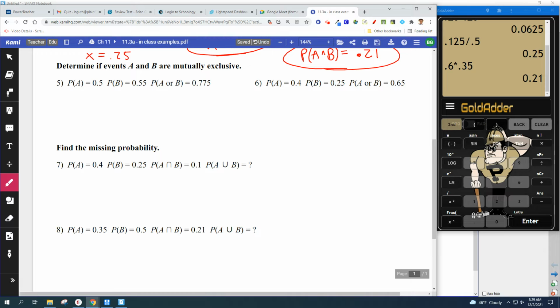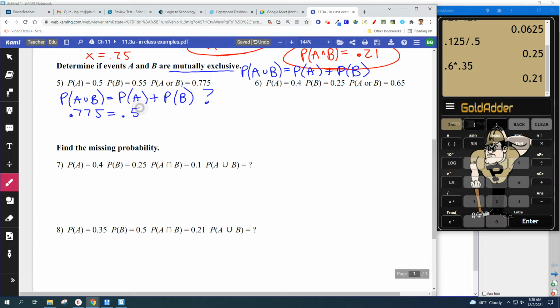Determine if events A and B are mutually exclusive. So mutually exclusive. They're trying to tell you which equation to use. Mutually exclusive says probability of A or B equals probability of A plus probability of B. That would have to be true in order for this to be mutually exclusive. So we can say the probability of A or B equals the probability of A plus the probability of B, question mark. Or maybe I should have just plugged it in. 0.775 equals 0.5 plus 0.55.